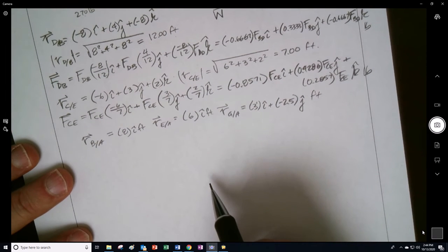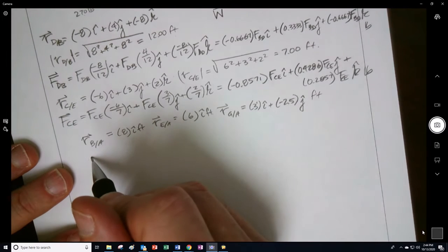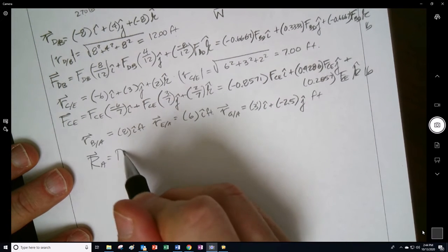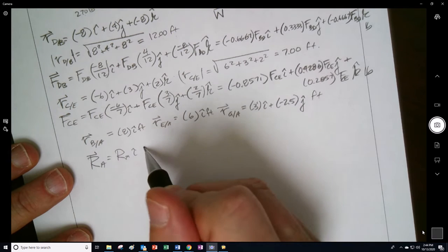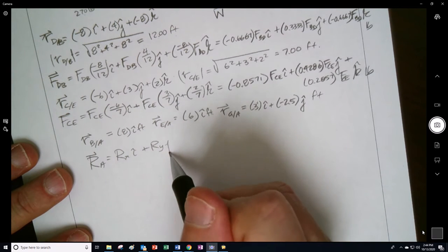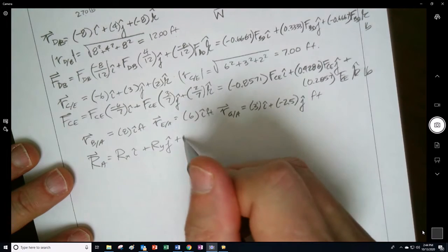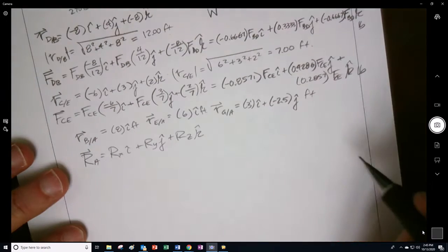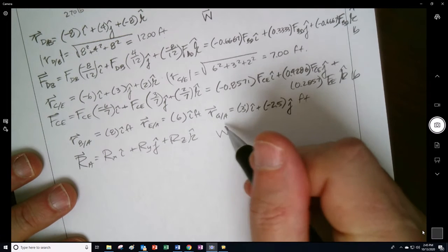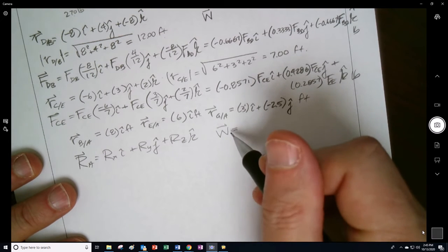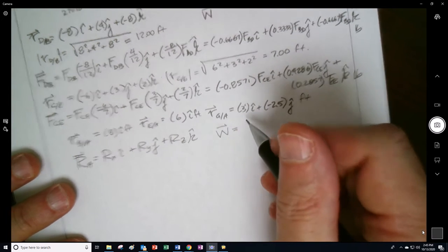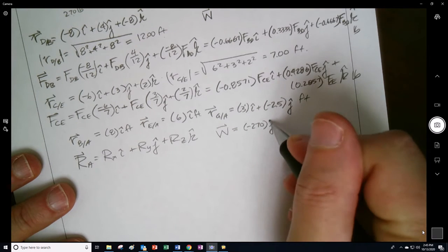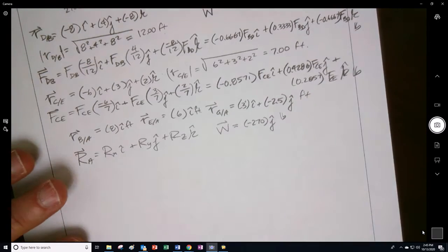By the way, the reaction RA is going to be RX i plus RY j plus RZ k, and the other load W right there as a vector is going to be negative 270 j pounds.